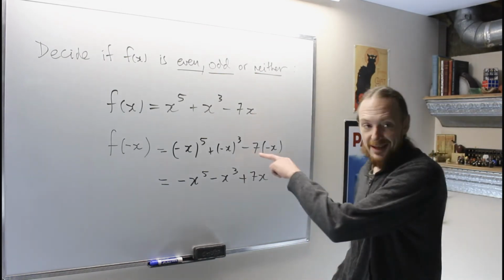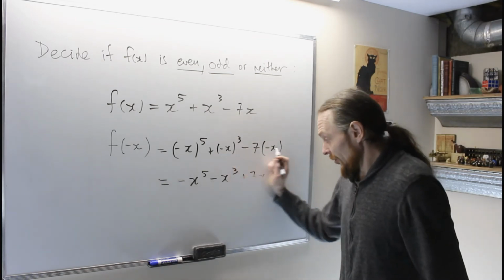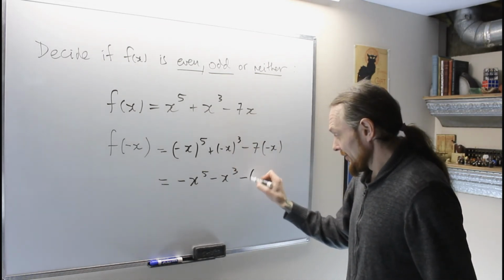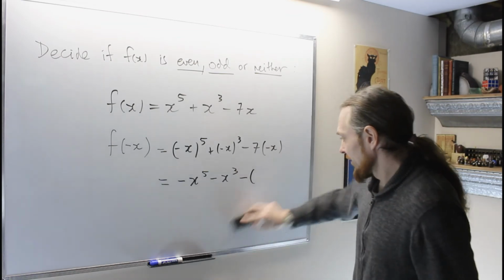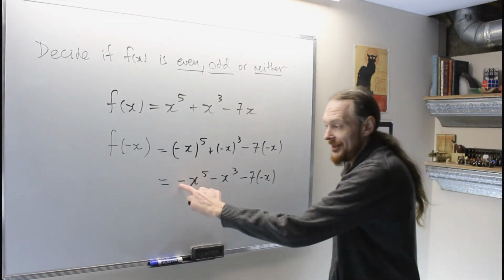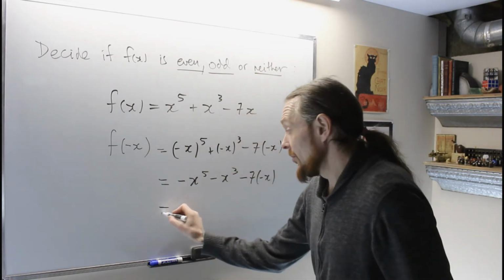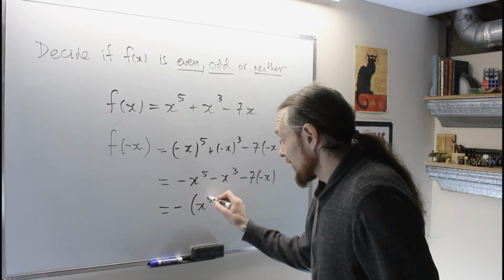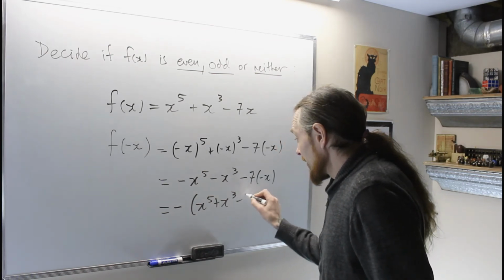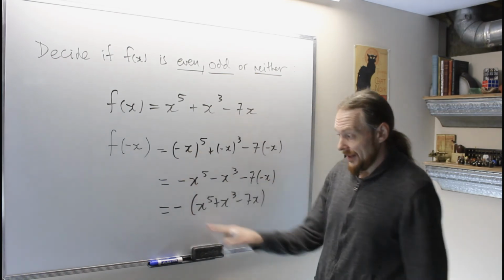And now the plus, I did that on purpose because there were two negatives, but that's possibly where you might have wanted to keep that. It's minus 7 times negative x, because what I want to see is I have a negative that I can pull out of every term. I'm going to do that. So that equals negative x to the 5 plus x cubed minus 7x. I pulled this negative out, this negative, and this negative, and there it is.